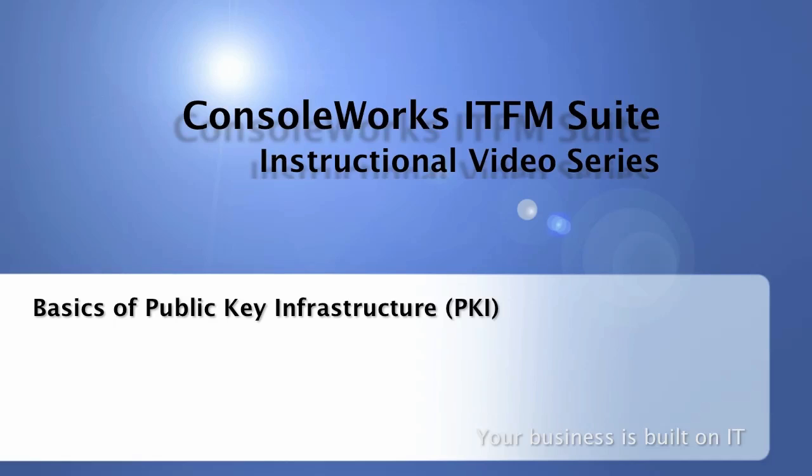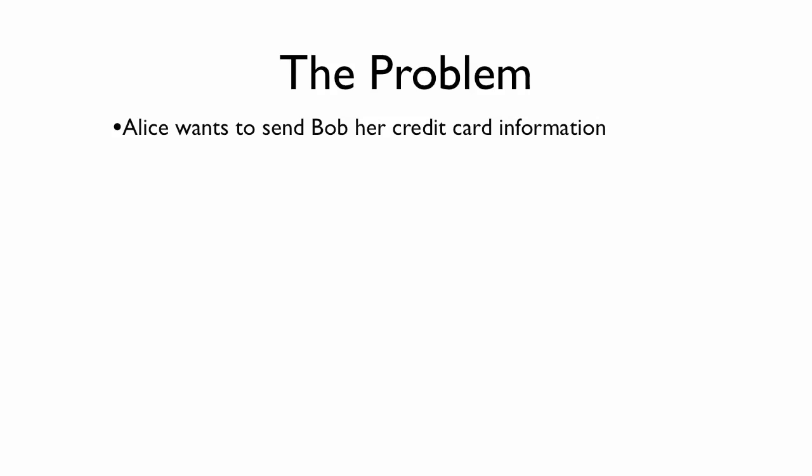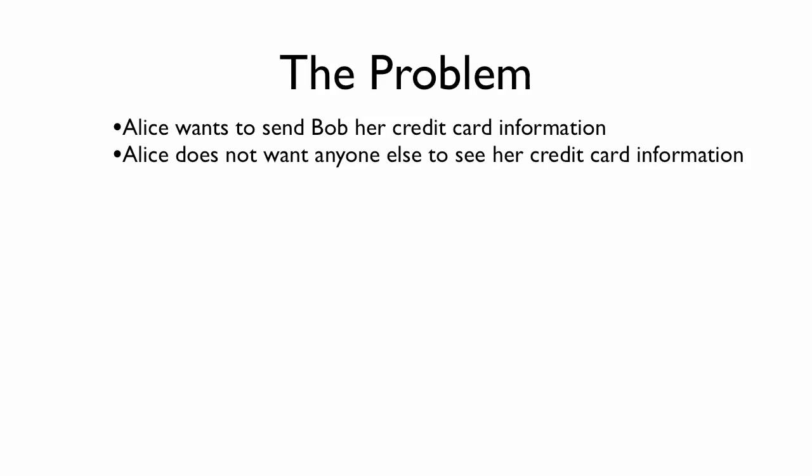I'm here today to talk about the basics of public key infrastructure, or PKI, what it is and what problem does it solve. Let's take a look at the initial problem with sending data from one point to another over an unsecured medium. We have Alice, who wants to send Bob her credit card information. Maybe she's buying something from Bob and wants to send him her credit card to get charged. Alice doesn't want anyone else, obviously, to see her credit card information.